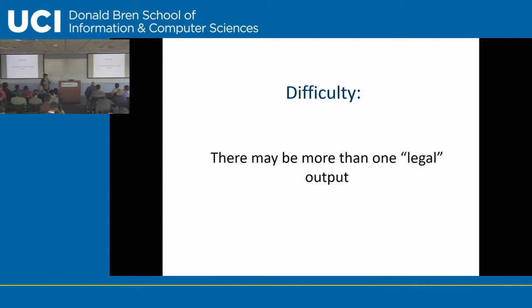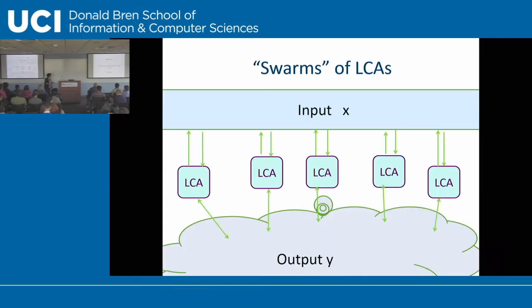One of the difficulties in this is there may be more than one legal output. And so what's the problem with more than one legal output? Now I'm going to answer your question. The problem is this. Suppose there are many LCAs running in parallel. Each one is sequential. Every single one of these is sequential, but they're running on the same input, and they're telling different people, you're assigned here, your value is this.